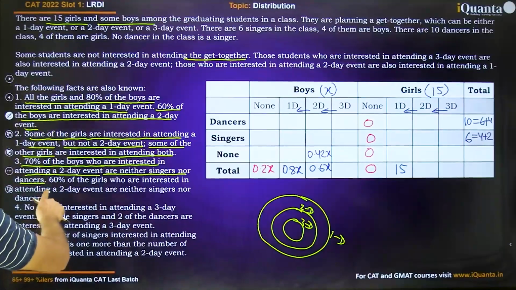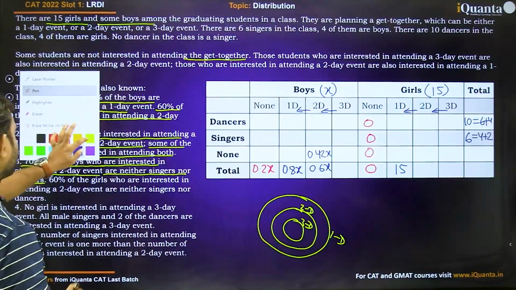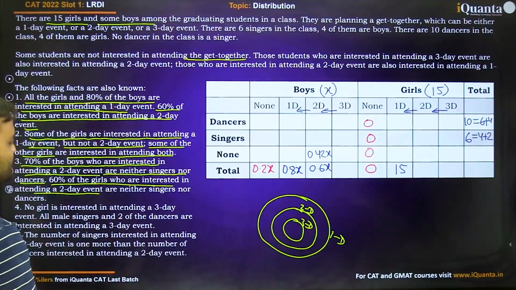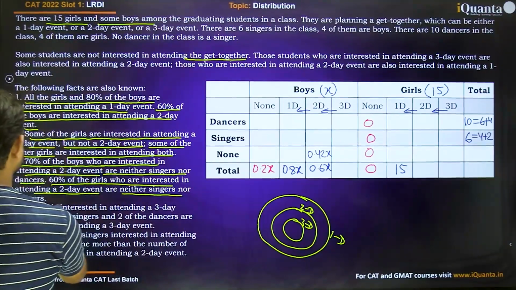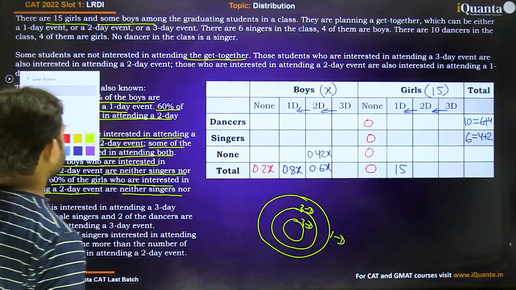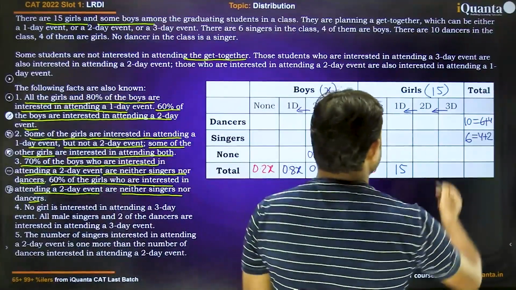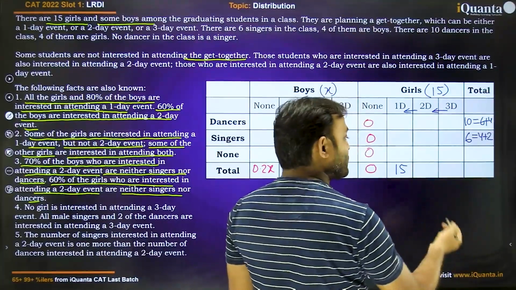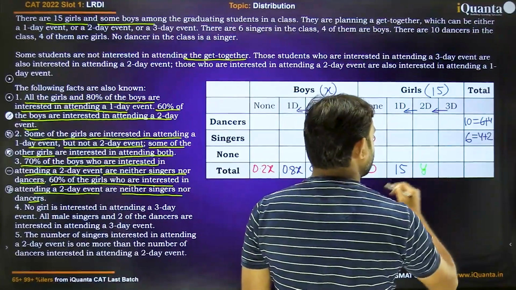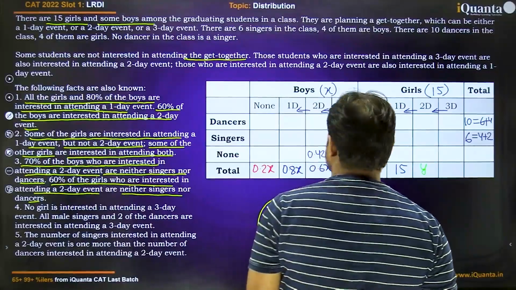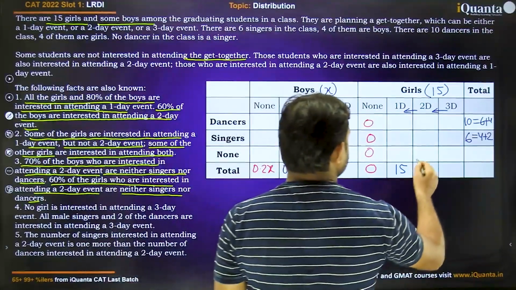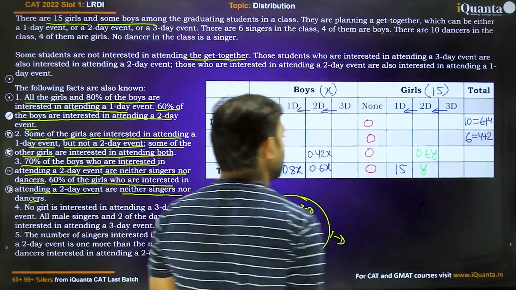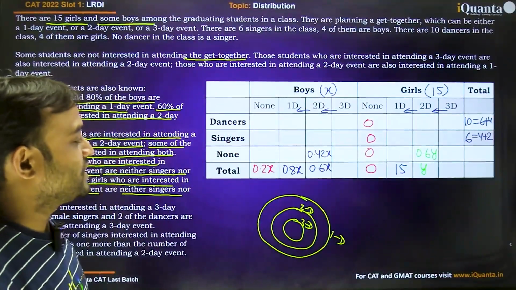Next it says 60% of the girls who are interested in attending 2-day events are neither singers nor dancers. So 60% of the girls who are interested in attending a 2-day event. Now we don't know, so let's take this value as y. If this value is y, 60% of these are not singers or dancers, so this value will be 0.6y.